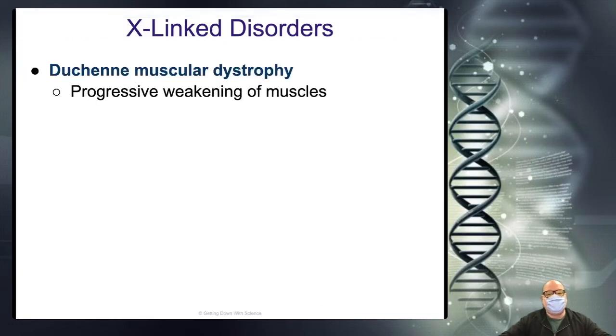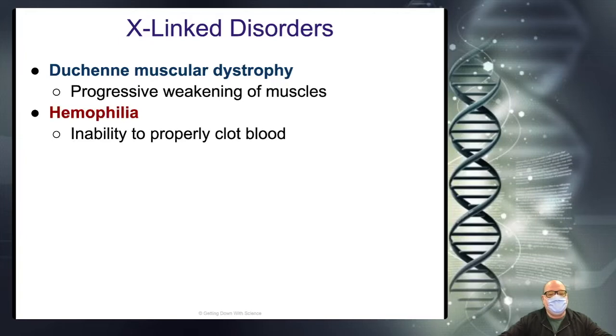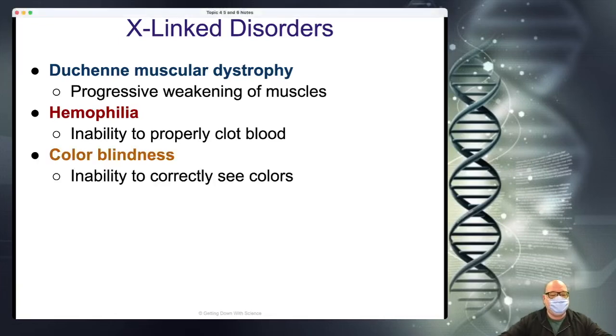Here's a couple X-linked disorders. Duchenne's muscular dystrophy. Your muscles get weaker and weaker and weaker as you go through life. It's a protein on the X chromosome. Often found in royal families, especially of the czars of Russia. Hemophilia. There's many different types of hemophilia, but there is one that's X-linked. Color blindness, we already mentioned.